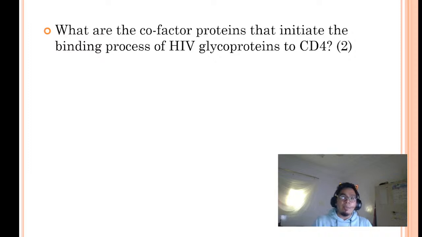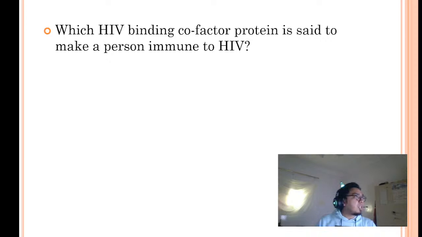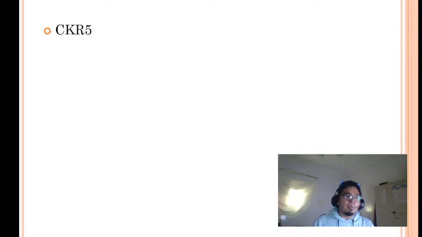There are two. We have the fusin protein, which is responsible for the fusing of CD4 and GP160. And lastly, we have CKR5. I need you to remember these two, of course, because HIV is a topic that is commonly questioned in the board exam. All right. Which HIV binding protein is said to make a person immune to HIV? This is the one that they detect on patients who are immune to it.